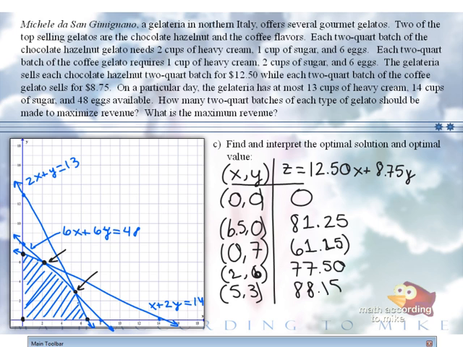So what should the gelateria do? One more time? Yep, so tell me in a full sentence. Interpret this ordered pair and that value for Z. Very good. They should make 5 2-quart batches of chocolate hazelnut, 3 2-quart batches of coffee, and they'll bring in $88.75.